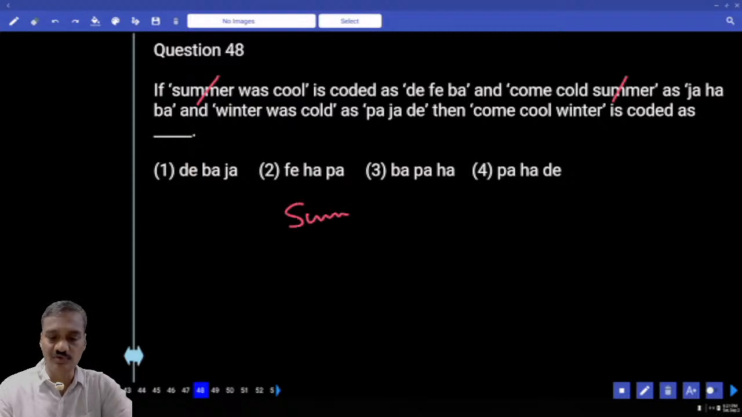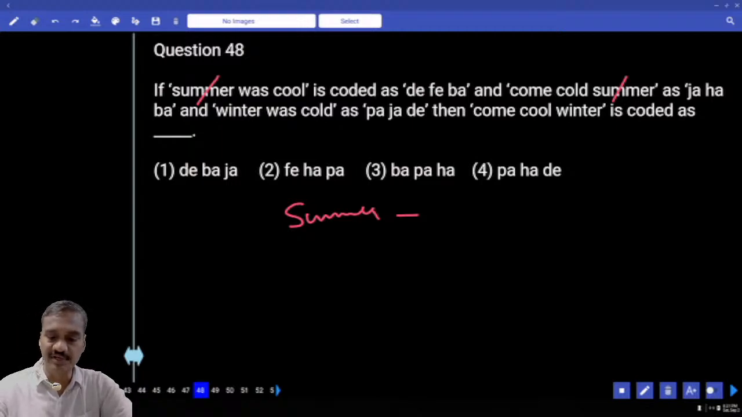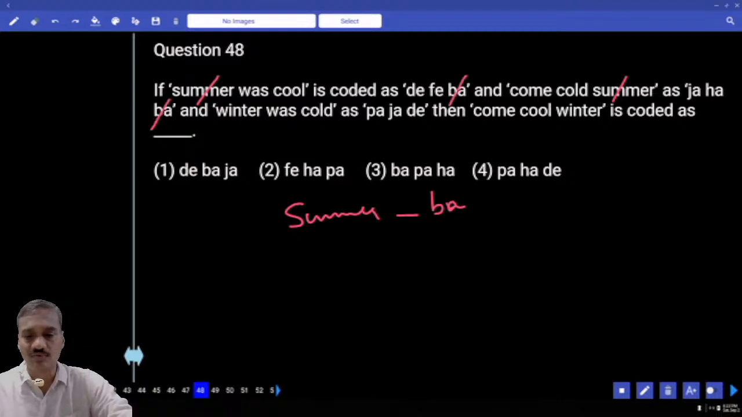And what is the code for this summer? DEFEBA. Now BA is the code for the word summer. Summer is BA, isn't it? And was cool and come cold, and come cool another. Now here cool is common between these two.